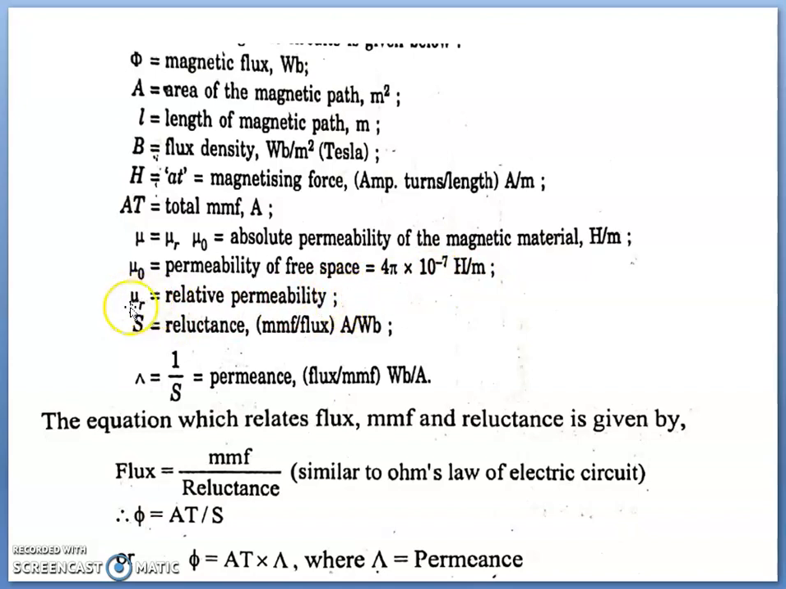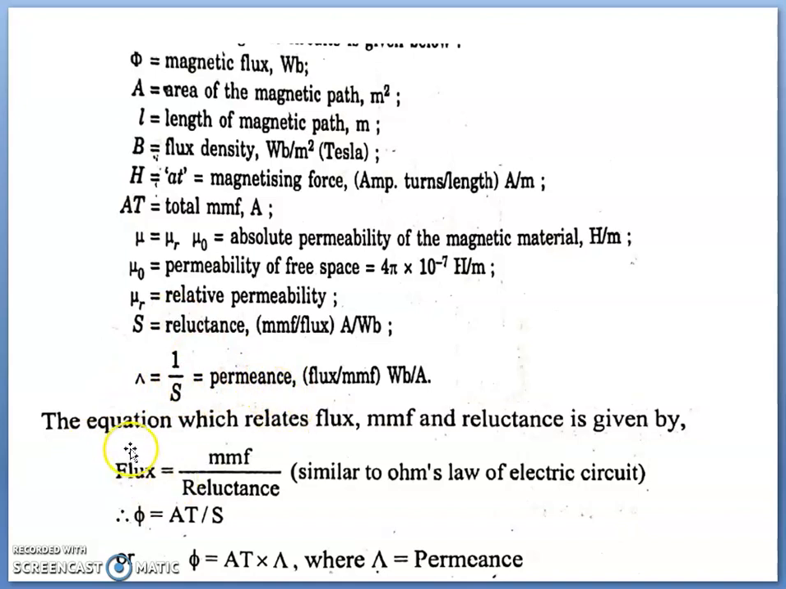For non-magnetic material, the mu r value will be approximately equal to 1, and for magnetic material the mu r value will be very much greater than for non-magnetic material. For iron and steel, its value will be in the thousands. And S represents reluctance. It is MMF per flux, and this 1 by S is the permeance.